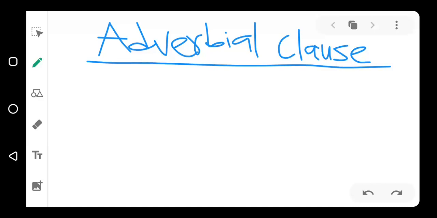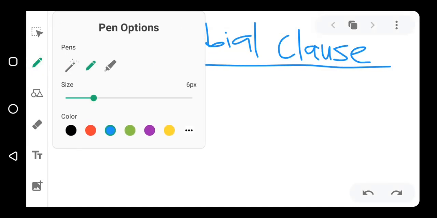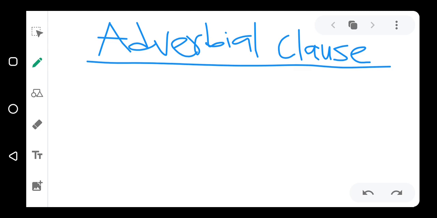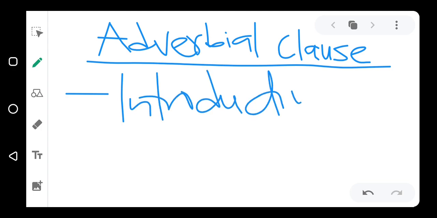In today's class, we are going to talk about adverbial clause. This is going to be a continuation of our discussion on clause. In the previous class, we've introduced the concept of clause where we said that a clause is a group of words that contains a subject and a verb, and we distinguished between a clause and a phrase.